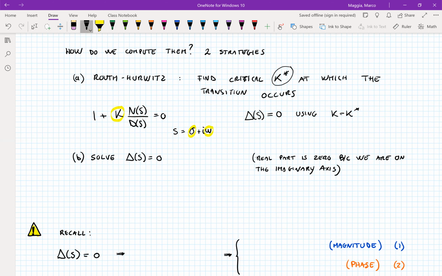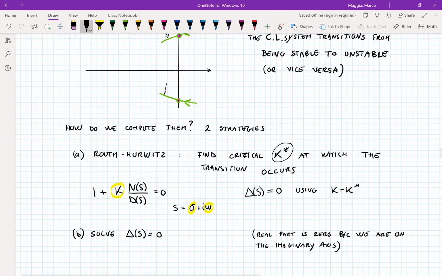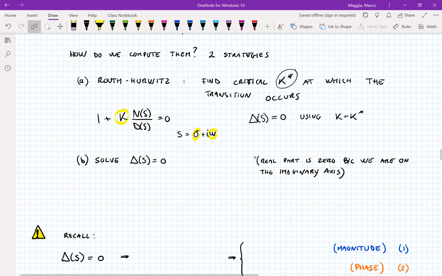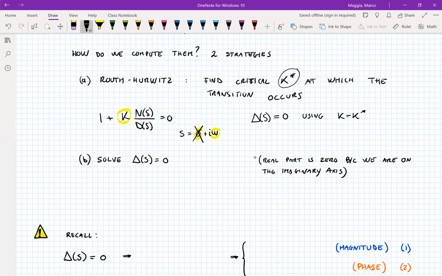But there's actually only one unknown that we care about, because at the intersection, the points, the complex numbers at the intersections are simply imaginary numbers. So we're really looking at s that is just equal to i omega. So the points we're looking for are just imaginary numbers. That is, sigma is equal to 0, and therefore our only unknown is omega.